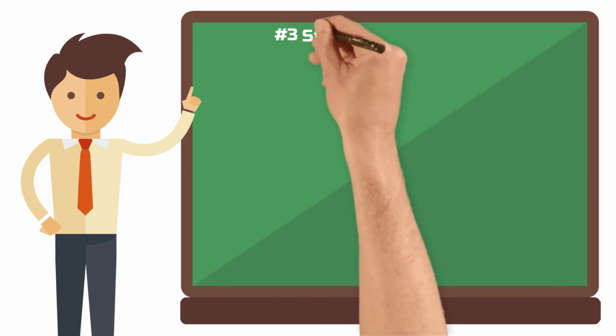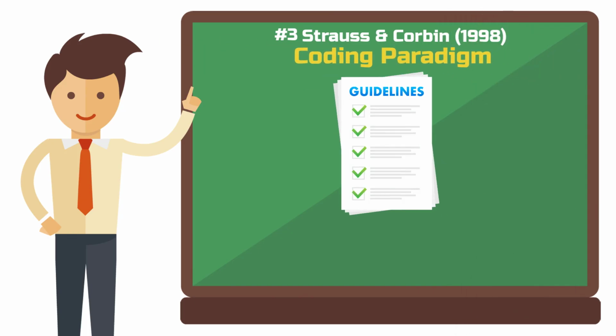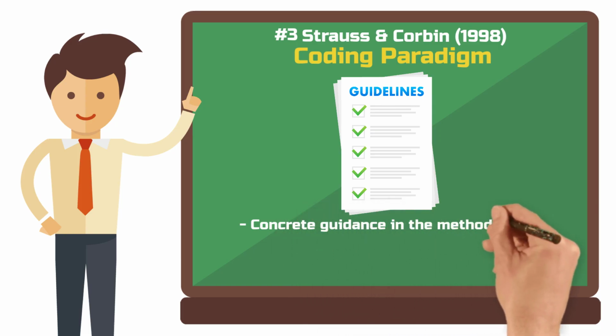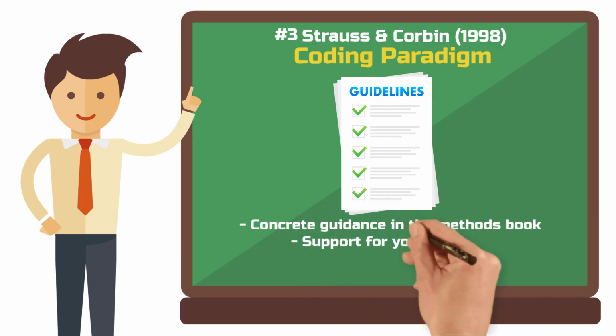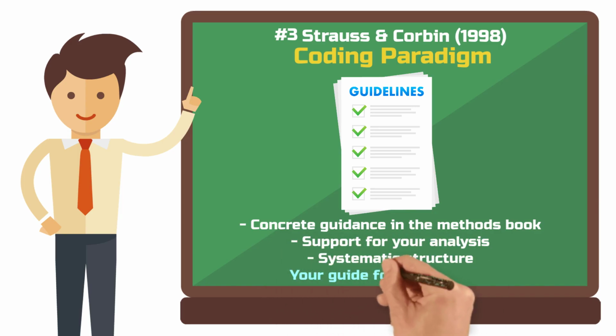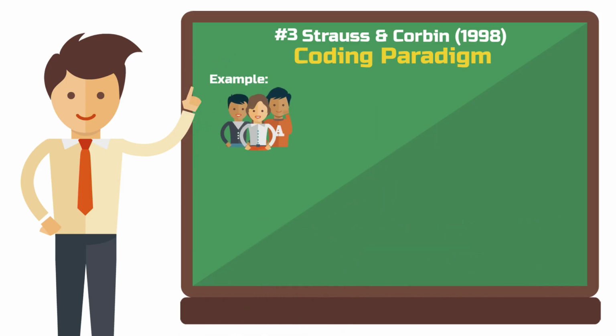The Coding Paradigm by Strauss and Corbin. Strauss and Corbin offer very concrete guidance. If you're unsure how to approach axial coding, use their Coding Paradigm. It helps systematically analyze and structure different aspects of a phenomenon. Let's clarify this with a practical example.